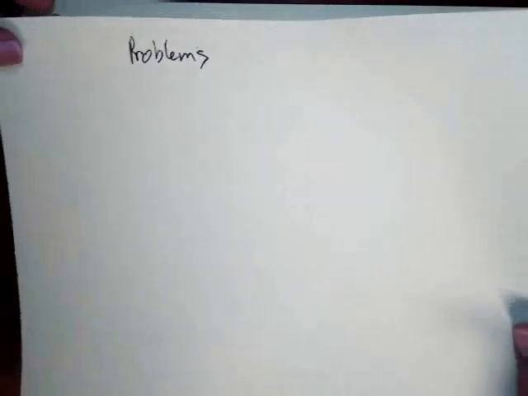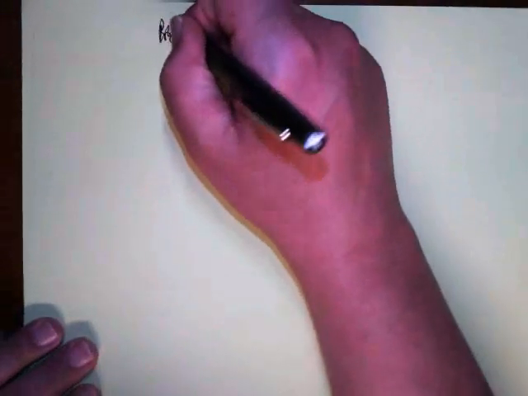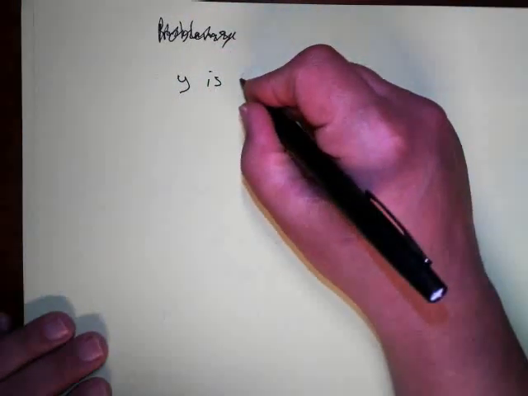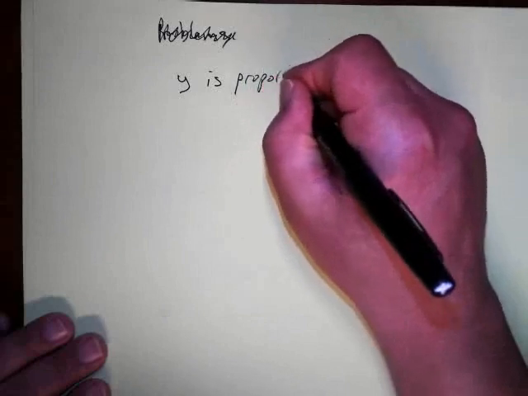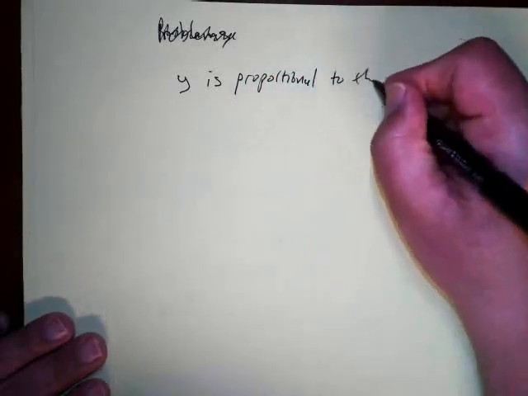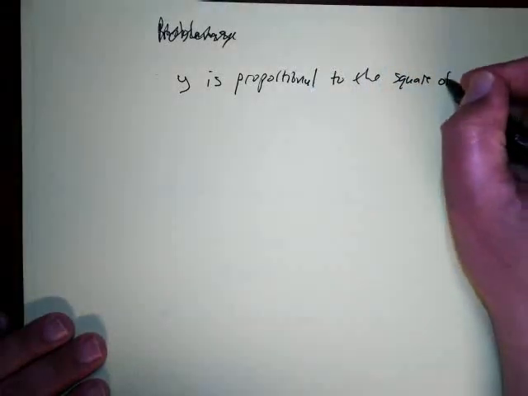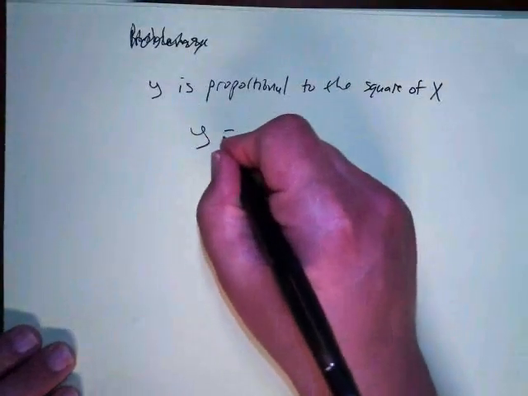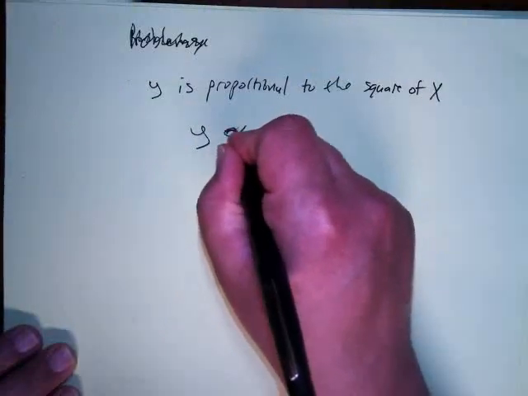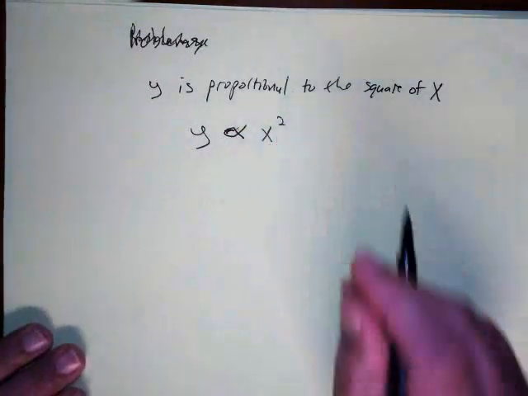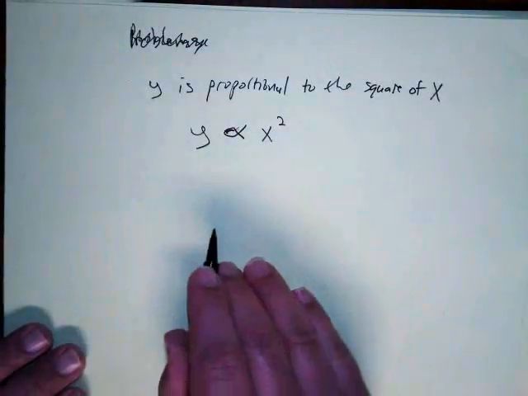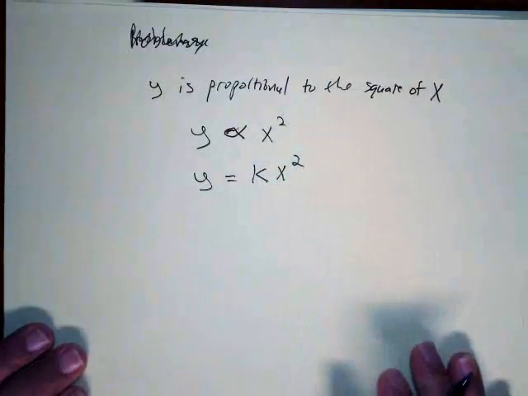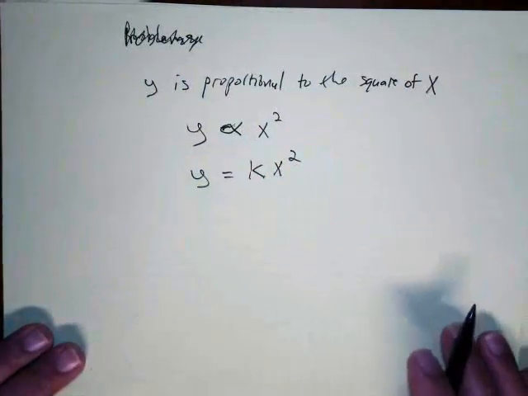But you can have other examples too. You could have Y is proportional to the square of X. What that means is Y is not quite equal to the square of X, it's proportional, which means Y is equal to some constant times the square of X. And then you can use this equation to solve problems.